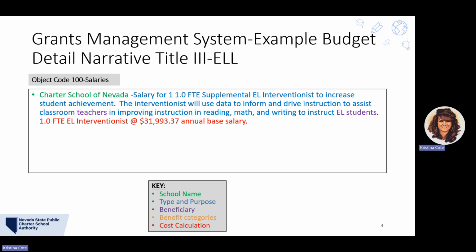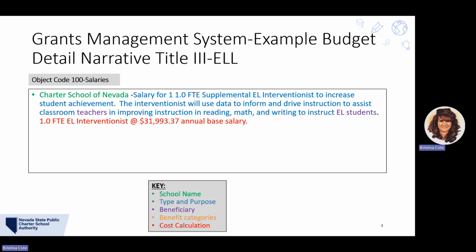Notice the applicable key components based on what's requested are present. They're the school name, the type and purpose, the beneficiary, and the cost calculation. Benefit categories, highlighted in orange in the key, is applicable to Object Code 100 for salaries. It is applicable to fringe benefits, which we'll show on the second slide. Let's review these key components a little further.